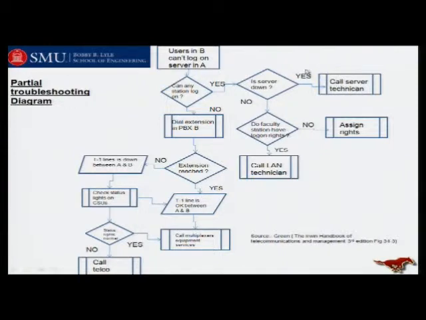So depending upon the answers to your logical questions, you will reach a certain conclusion, and that's where you will find out what the problem is. And that's why the partial troubleshooting diagram is very critical as far as network troubleshooting is concerned.